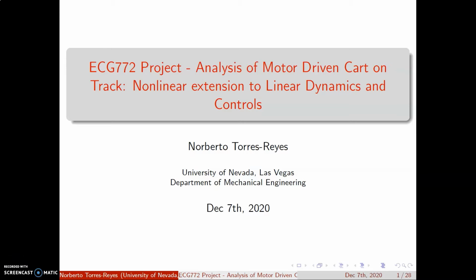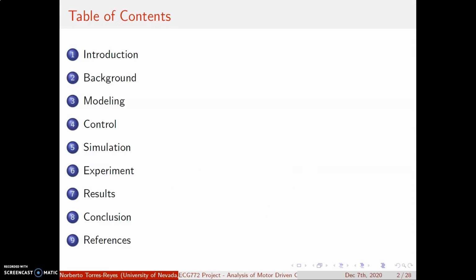Welcome to my presentation for the ECG 772 project. The title of my paper is Analysis of Motor-Driven Cart on Track, Nonlinear Extension to Linear Dynamics and Controls. So, a quick table of contents, basically everything I've covered: introduction, background, modeling, control, simulation, experiment, results, conclusion, and my references.